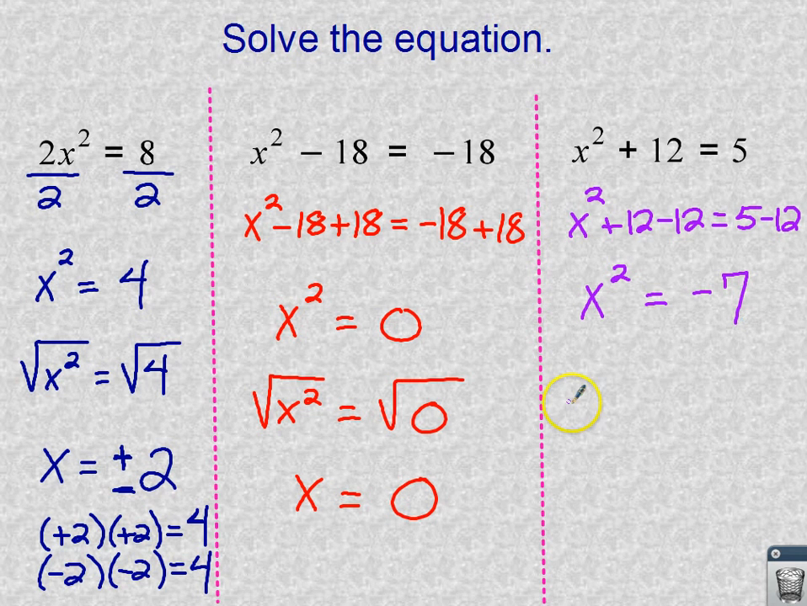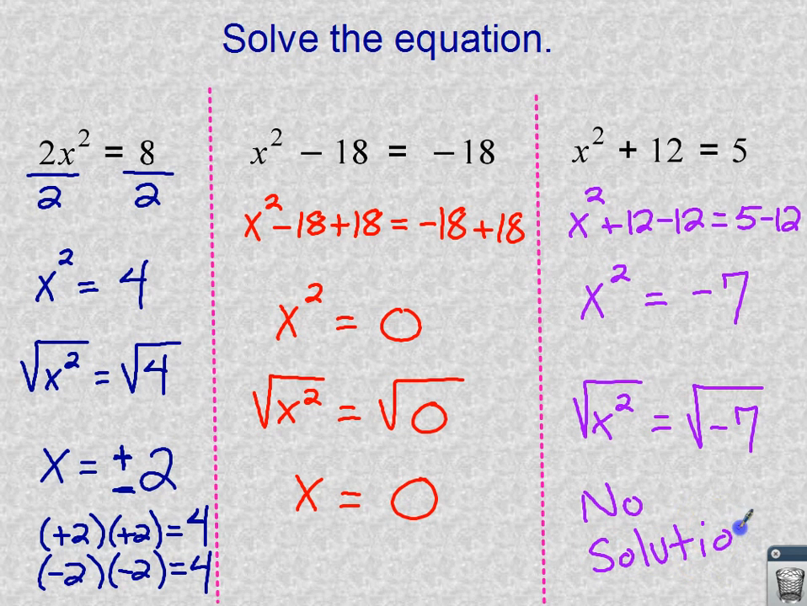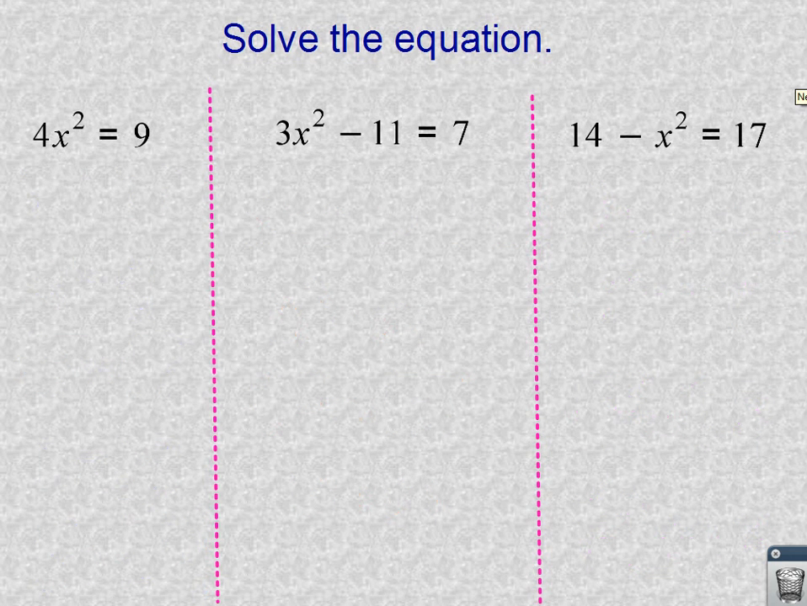And if you want to continue the process, we have x equaling the square root of negative 7, and that is an irrational root, so we have no solution. And you're going to learn more about irrational roots next year when you get into Algebra 2. All right, a few more examples I thought you might come across.